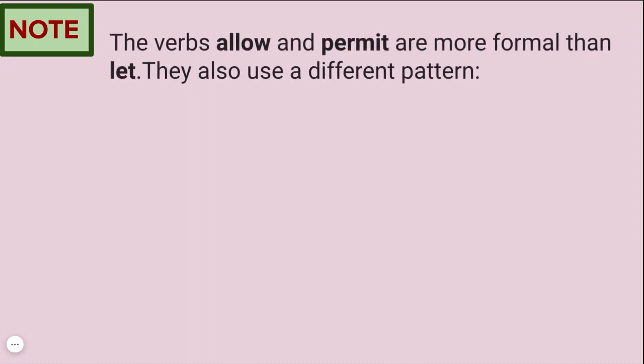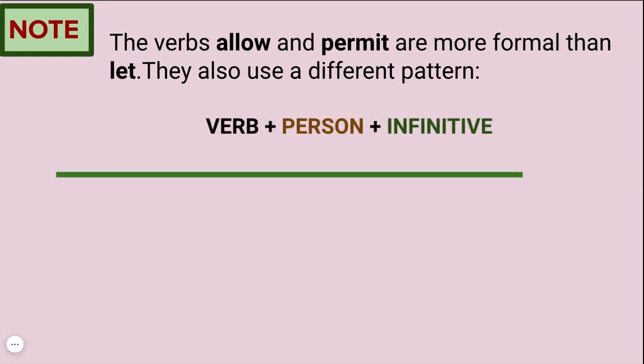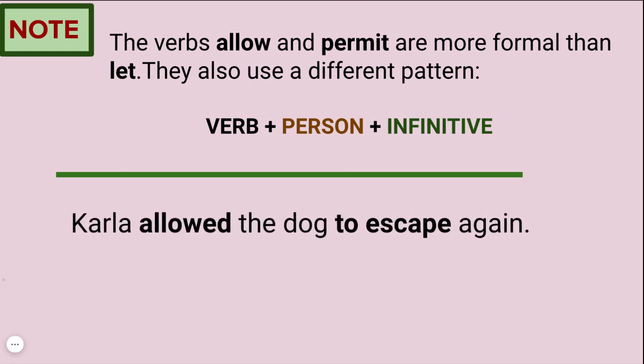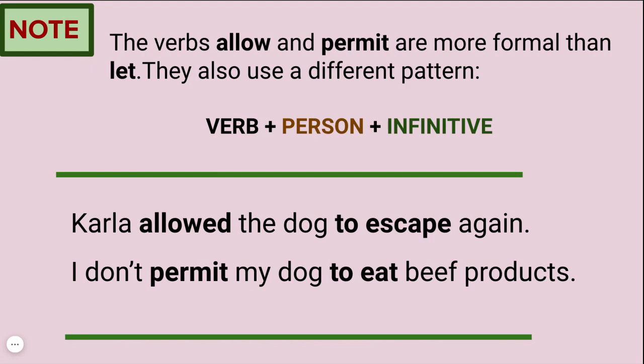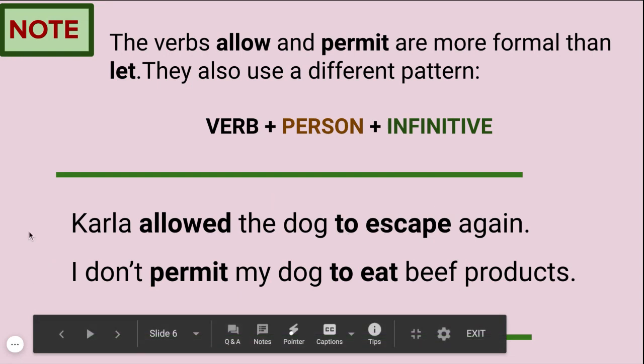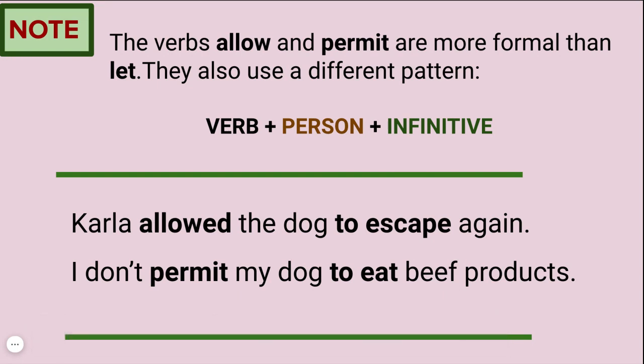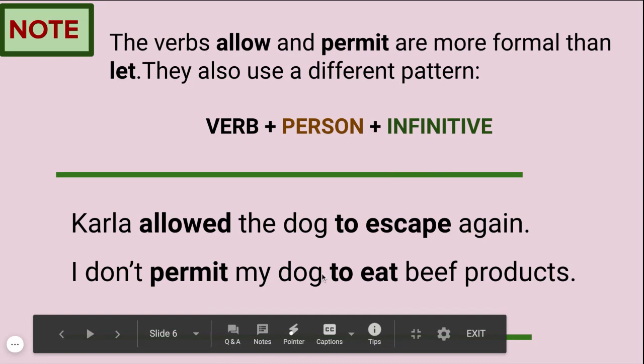So allow and permit mean more or less the same as let, but they're more formal. But instead of using a verb plus a person plus the base form, we use the infinitive form. So instead of saying Carla let the dog escape, you'd say Carla allowed the dog to escape. So we're using the infinitive here. And you see another one. I don't permit my dog to eat beef products. So with permit, we use the infinitive to eat, but if we use let, I don't let my dog eat. So that's a difference there.